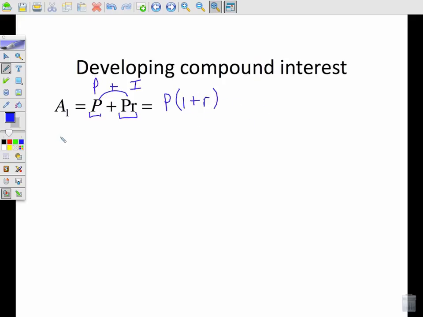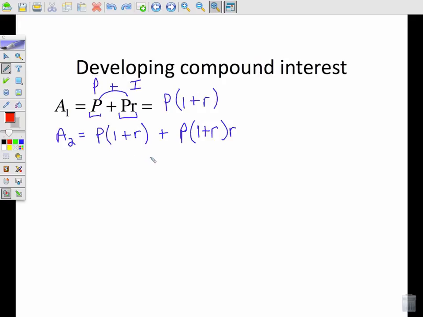Well, then let's figure out what happens when this is the second year around. In the second year, this is our original. Our original is now P times 1 plus R. And we're going to add to that principal times the rate. So again, here's the principal, 1 plus R, times my rate. Now, what we're going to do is algebraically distribute, combine all of my like terms, and let's just see what we have.